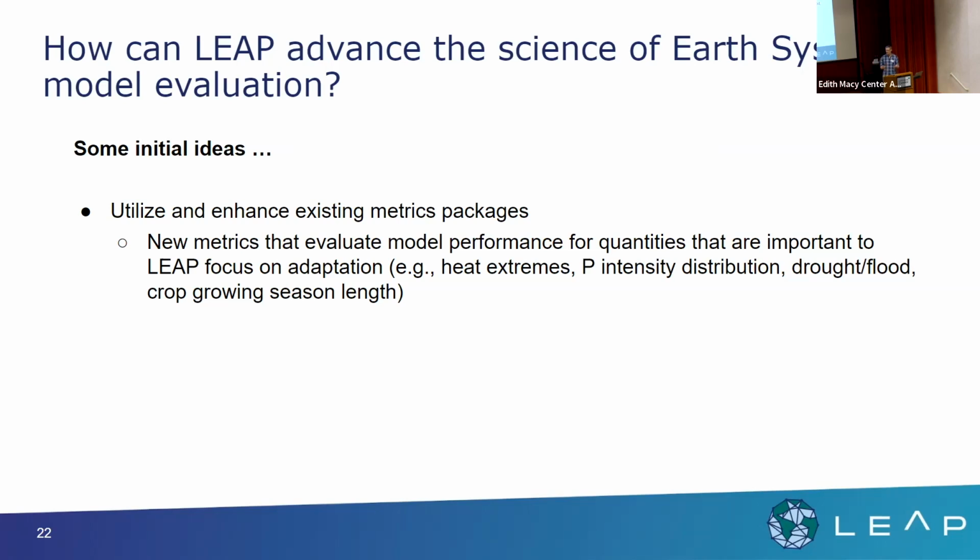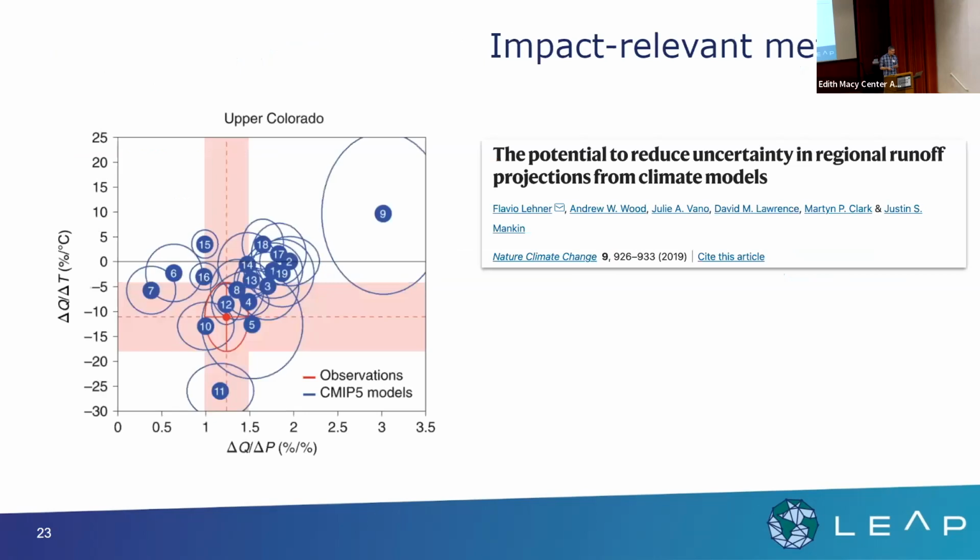So evaluation of heat extremes is actually relatively rarely done. Precipitation intensity distribution, we do that sometimes, but it's not always a standard metric. Also drought and flood, crop growing season length, things like that. So LEAP, I think, can come in here and help develop metrics that we can then integrate into these packages so we're tracking these things going forward, the things that really matter.